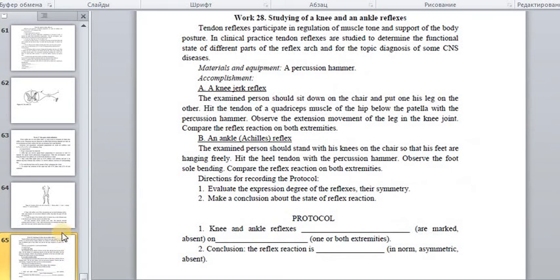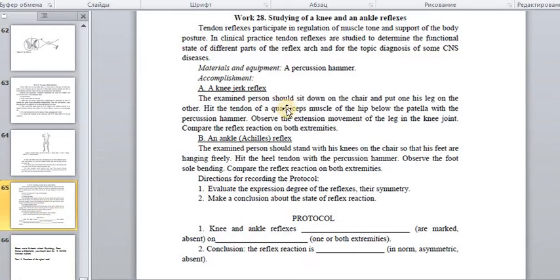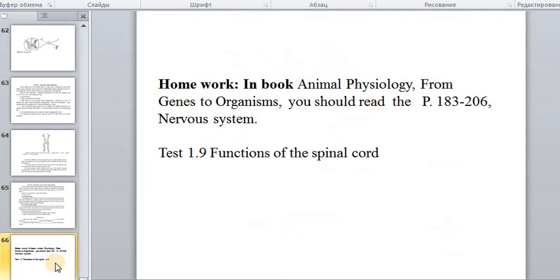And next practical, studying of knee and ankle reflexes. For diagnostics we will just watch the video of this protocol. And as usual, your homework: in the book Animal Physiology from Genes to Organisms, you should read some pages about the nervous system, and your test on the Moodle page is on function of the spinal cord. So let's start to watch the video for this practical.